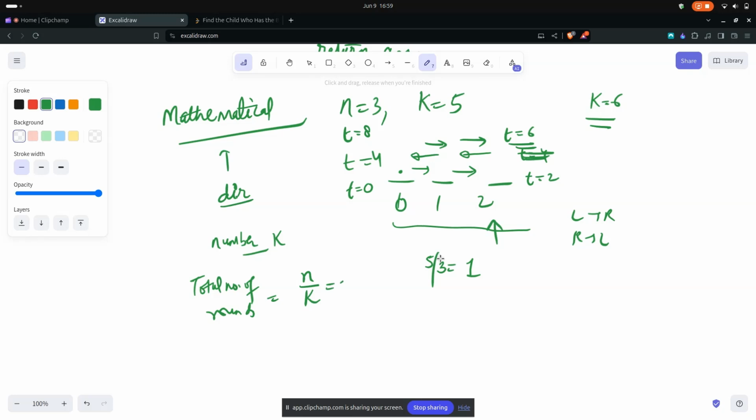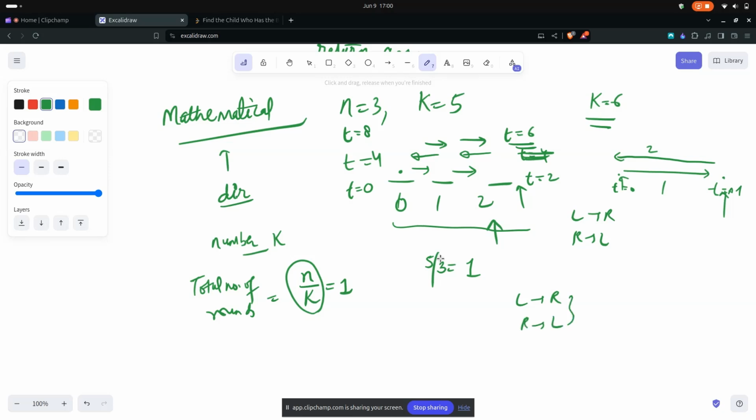So it's 1. Now, total number of rounds 1 means we have completed one round. So one round is, let's say this is j equals 0, and this is t equals n minus 1. So one round is from 0 to n minus 1, and then if we come back from n minus 1 to 0, it's another round. So k by n will tell whether we are at 0 or at n minus 1. If we are at 0, then the direction will be left to right, and if we are at n minus 1, the direction will be right to left.